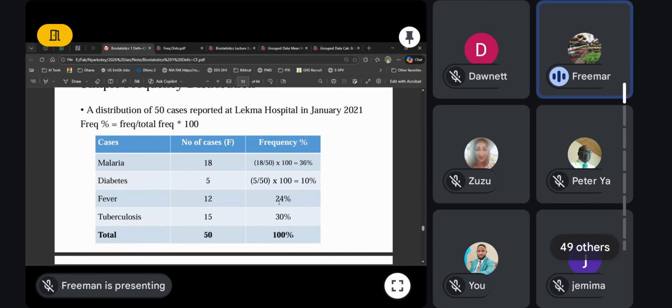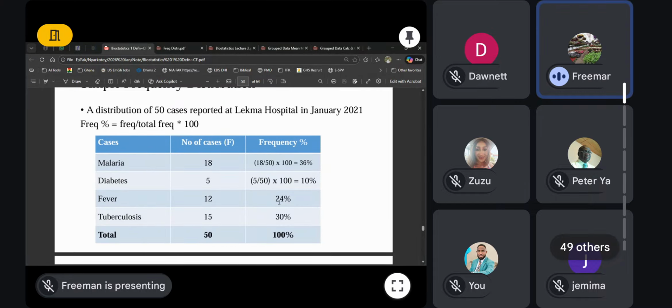This one we talked about. Percentage frequency. So it's 18 over the total frequency. The frequency of the case divided by the total frequency times 100. And that gives you the relative frequency or frequency percent.